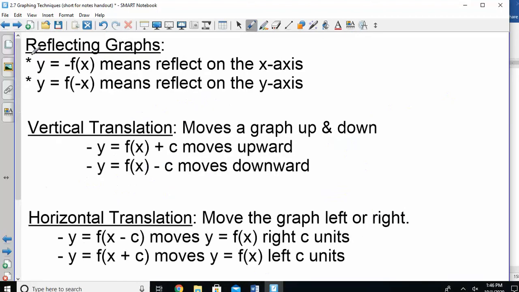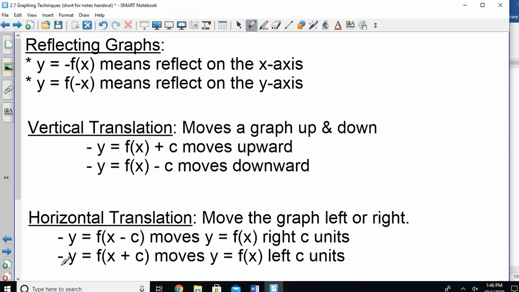Next type of transformation I want to talk about. Reflecting, flipping your graphs. That happens when you have negatives. So a negative on the outside changes y. If you take a point and you make the y negative, it flips it over the x-axis. Okay, inside is x. If you take an x value and you make it negative, it flips it over the y-axis.